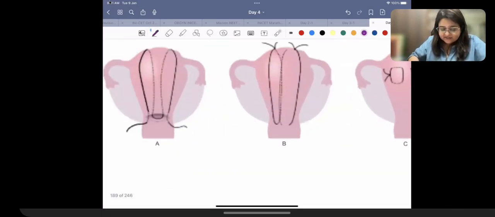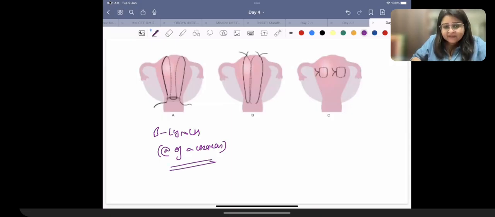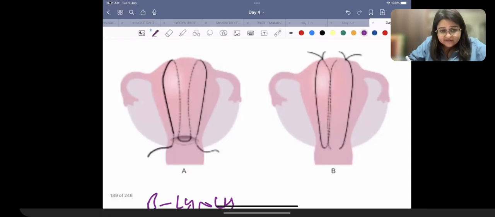So this is a B-Lynch, which is usually done at the time of a cesarean. So at cesarean, if PPH starts happening, you can put this type of compression suture.